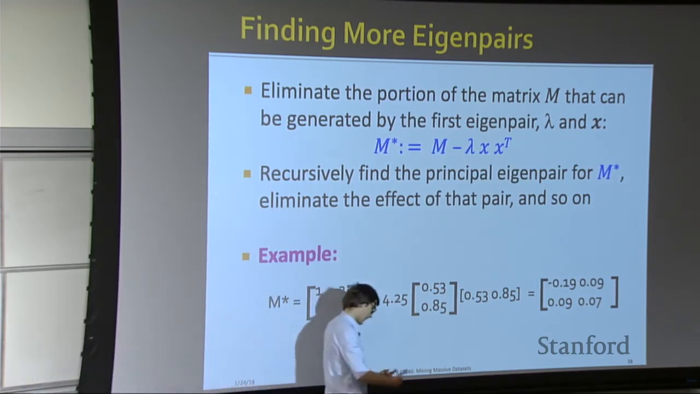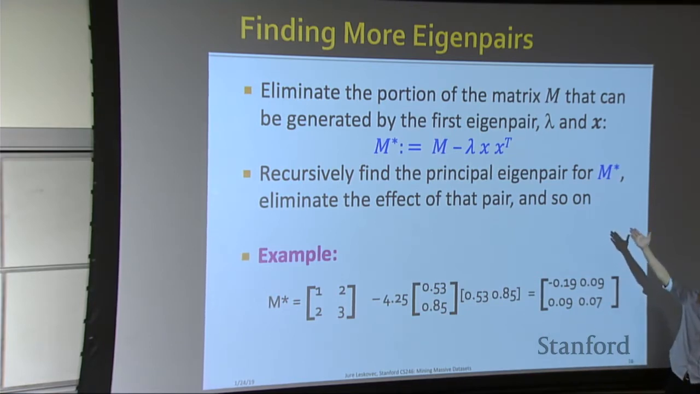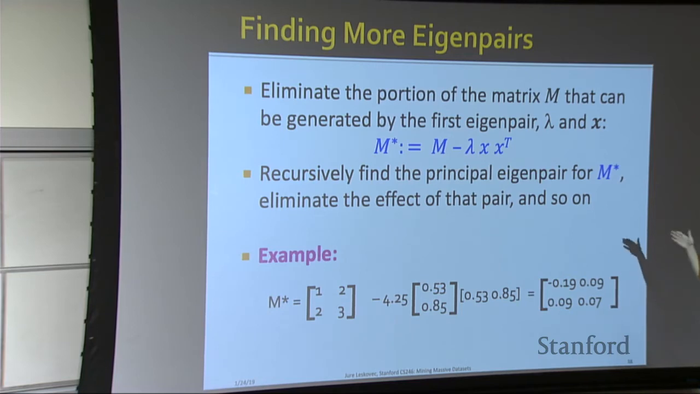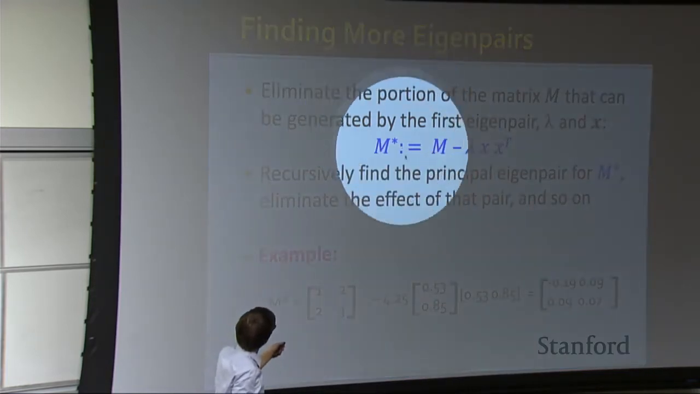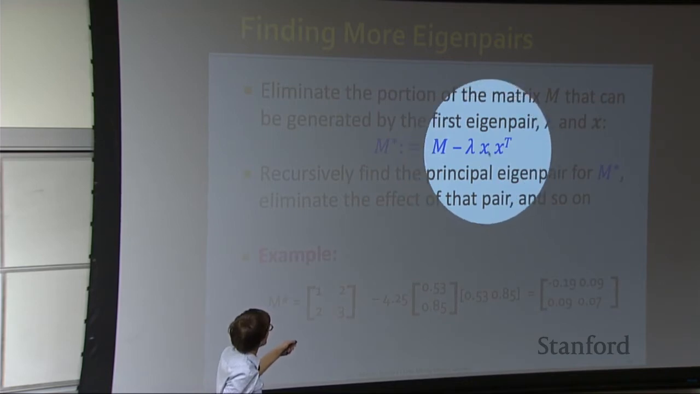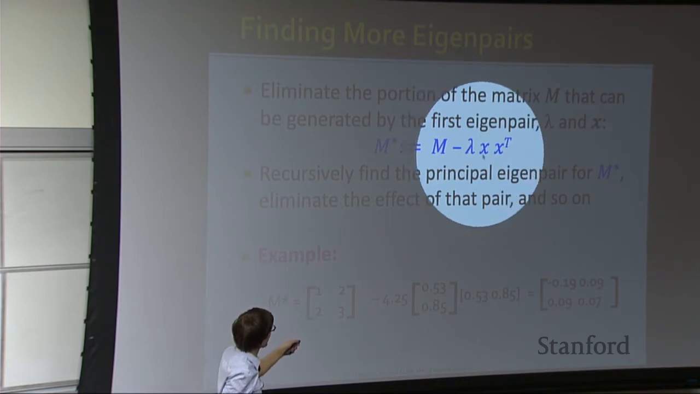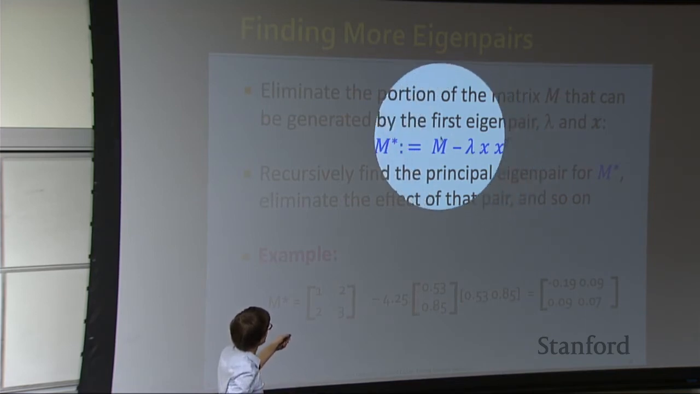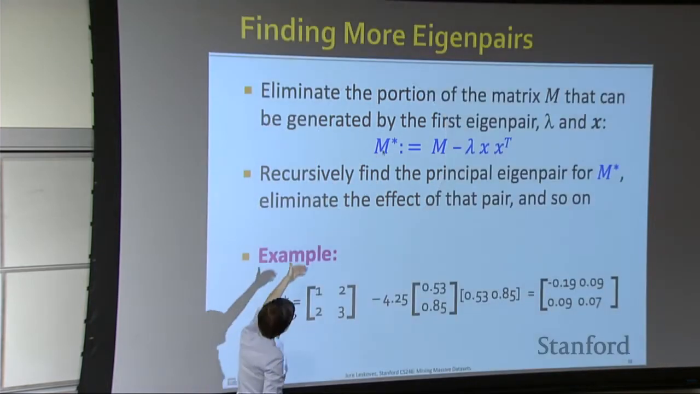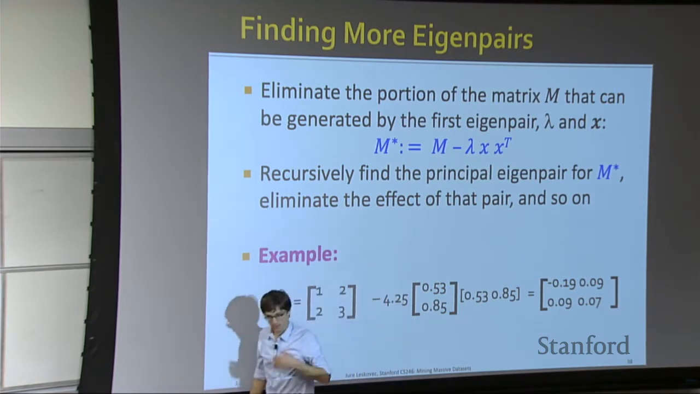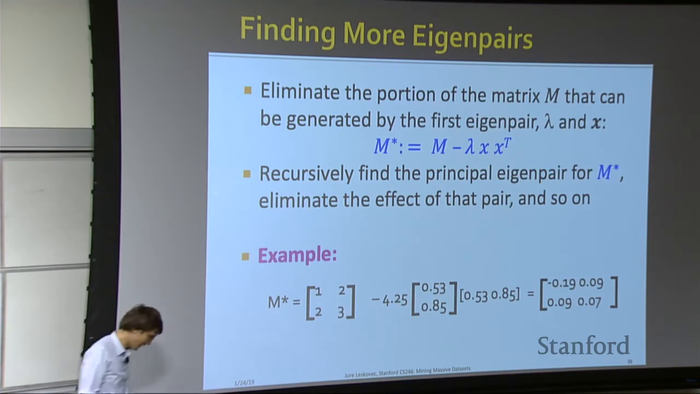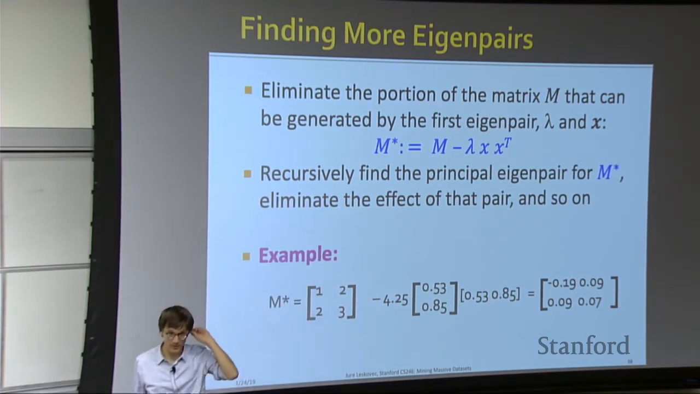So now how do you compute the second and the third eigenvector and eigenvalue? The idea is that I'm able to compute the first, and then I'm able to eliminate the portion of the matrix M that can be generated by the first eigenpair. So my new matrix M star is M minus the outer product of the vector x with itself times the value of the eigenvalue. This is the amount of variation that the first eigenvector captures, so I just subtract that from the matrix M, and that's my new matrix. Now I can take my matrix M star and run the same thing again, and I will find the second eigenvector and the corresponding eigenvalue. And I can keep doing this and obtain the entire decomposition. This is not the most efficient way to do it, but it's a very easy way to do it.